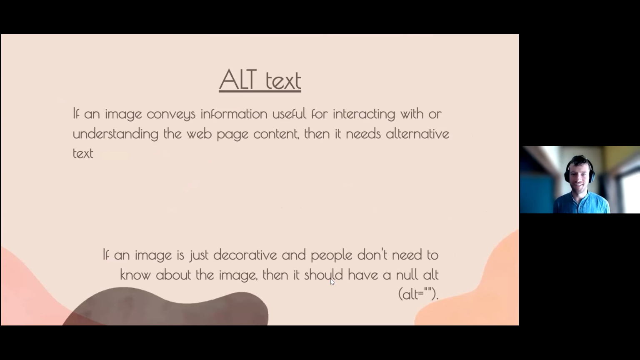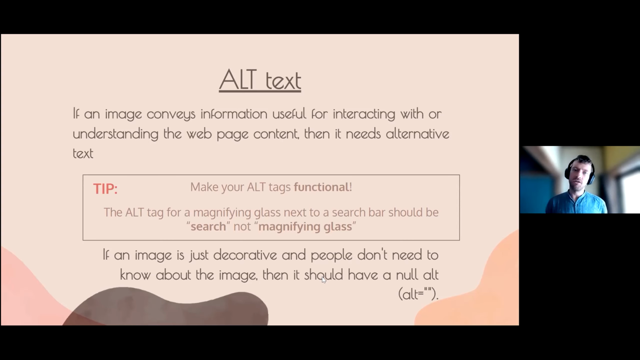That is the alt text, the attribute that goes in an image tag. So basically, if an image conveys information that's useful for interacting with or understanding the web page, then it needs alt text. Please keep in mind that if an image is just decorative and people don't need to know about the image, then it should just have a null alt tag. So if it's just a picture that is sort of decorative, a screen reader doesn't need to know what that picture is. Really hot tip, make your alt tags functional.